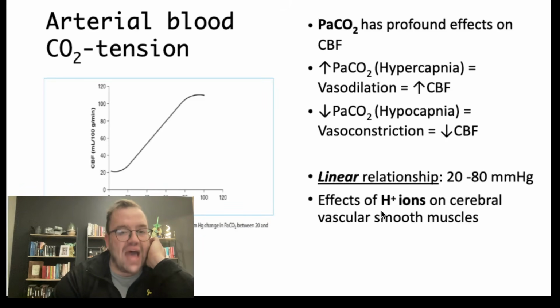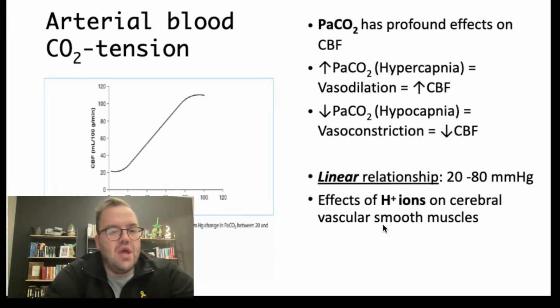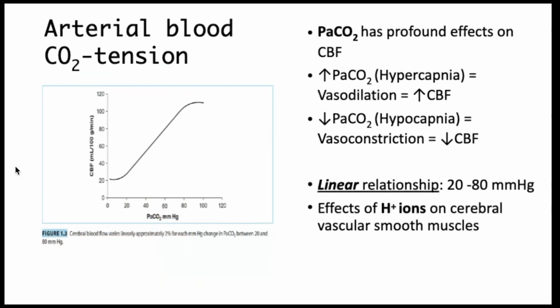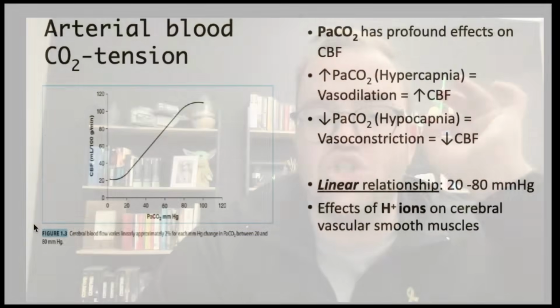And how is this done? Carbon dioxide diffuses into the CSF, it creates hydrogen ions, and that causes vascular smooth muscle dilation and increases cerebral blood flow. This is critical, okay? So when we get to the next lecture on neuroanesthesia and raised intracranial pressure, one of the best and quickest ways to raise or drop intracranial pressure is by manipulating carbon dioxide. So it's something you need to be exquisitely aware of.